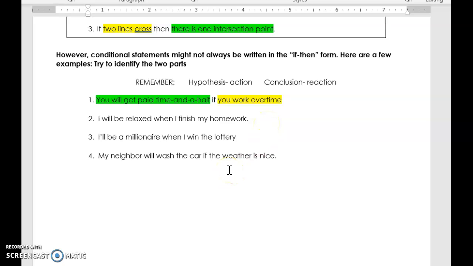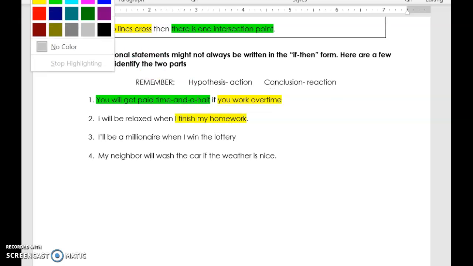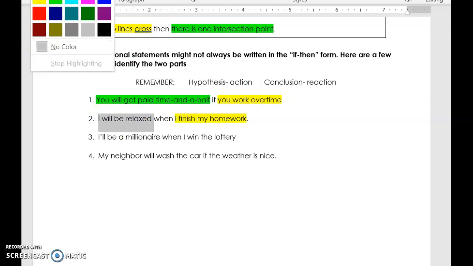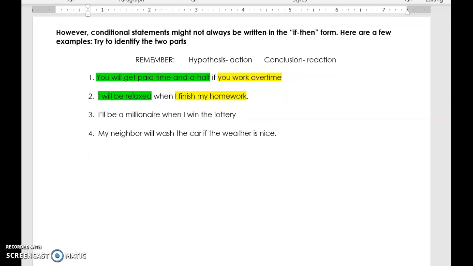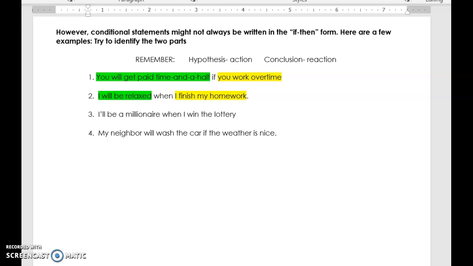Okay, number 2, I will be relaxed when I finish my homework. So think, what is my action? Hopefully you said, I finished my homework. That's where you're going to start. That's what's going to happen first. What's my reaction? I'm going to be relaxed. So this time there was no if, nothing to clue me in, but again, you could identify the hypothesis and conclusion by asking yourself those questions.